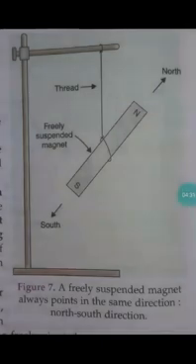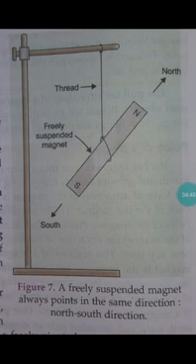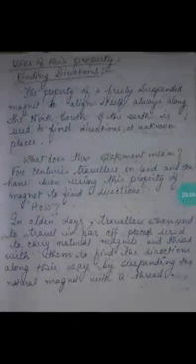In your book, figure 7 denotes this explanation. A freely suspended magnet always points in the north-south direction. See here, a bar magnet has been hung or suspended with a thread, so it is a freely suspended magnet, and it is pointing towards the north-south direction. So this is how the characteristic is, right? Now we have understood the first property or characteristic of a magnet.